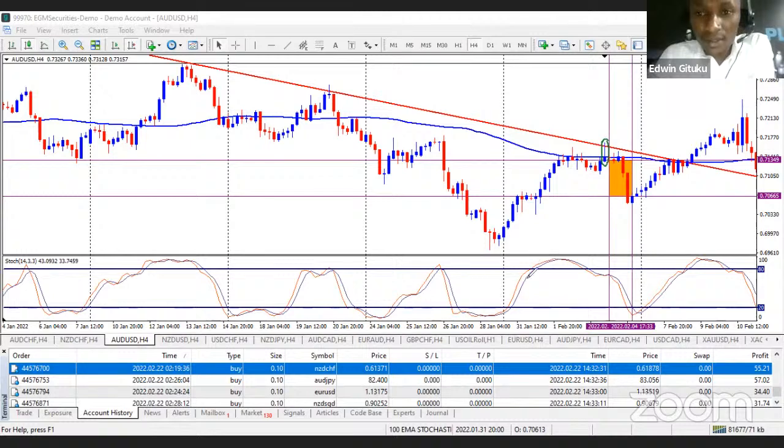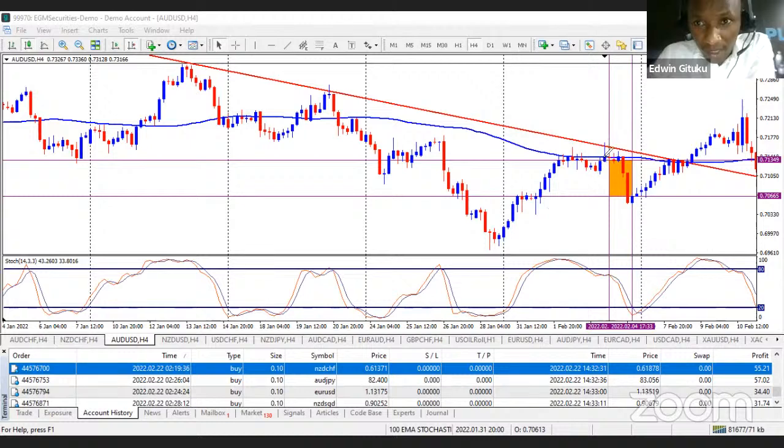Then when you check on stochastic, prior to that, stochastic had risen into the overbought zone, and now these 2 lines were reversing and headed downwards. So this was an indication of the end of this prior upward move.